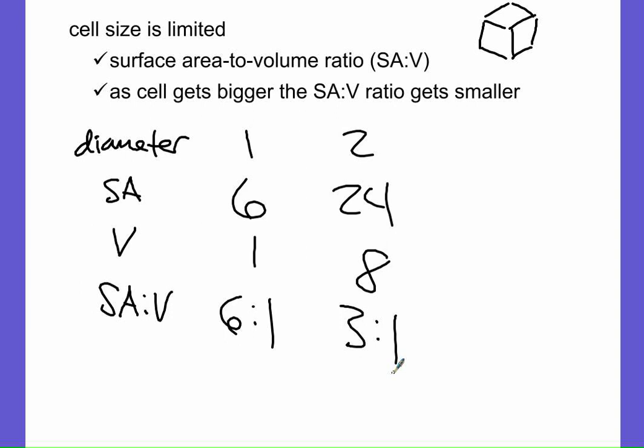So I could do one more just to model it even further. Let's say I have it 3 times bigger than the original. The diameter is 3 generic units, whatever it is. What's that make my surface area? 54, because 3 times 3 times 6 is 54. Sounds right. 9 times 6 is definitely 54. And then the volume is 27. And that ratio can be reduced to 54 to 27, so 2 to 1.